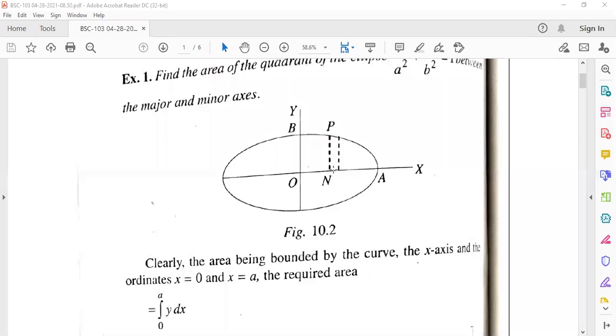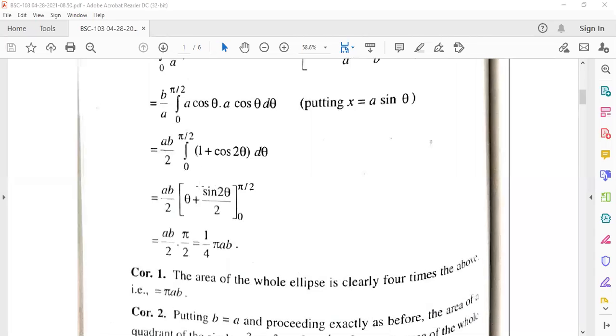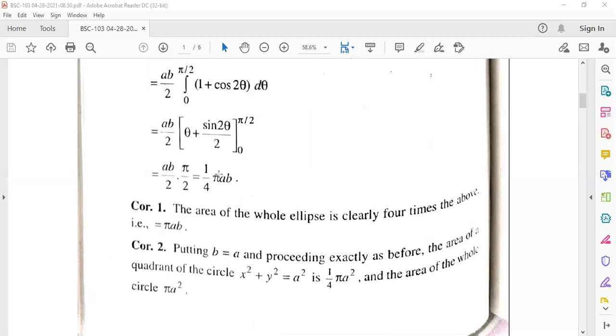So this ellipse has four symmetrical parts. If we have to find out the area of the total ellipse, then we have to multiply this part by 4. That is written here. So this is the first quadrant part, or maybe the second, third, or fourth part. So the area of the whole ellipse is 4 times this. If we multiply this one by 4, then it will be pi ab.